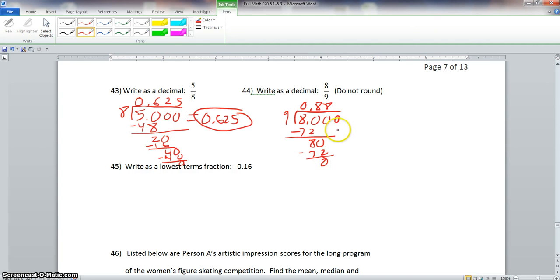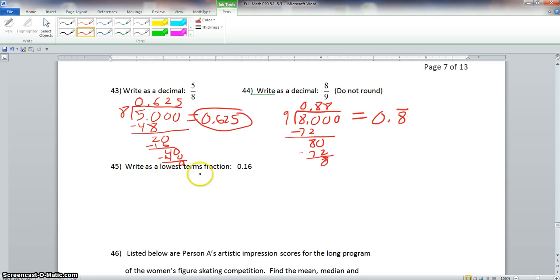Now if you notice here, we're going to keep getting 80, and it's still going to be all these repeating 8s. So our final answer would be 0.8 with the repeating decimal bar over the 8. Remember, you only put the repeating bar over the first number before it starts repeating. So since it's going to have all repeating 8s, we find that first 8 and put the repeating decimal bar over it. Okay, now we come down to problem 45.